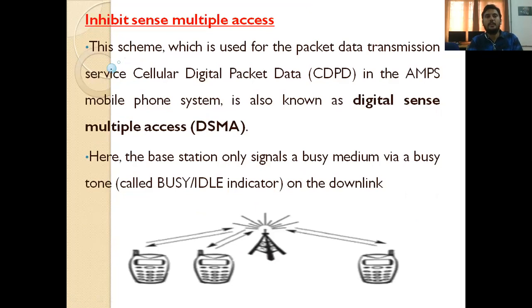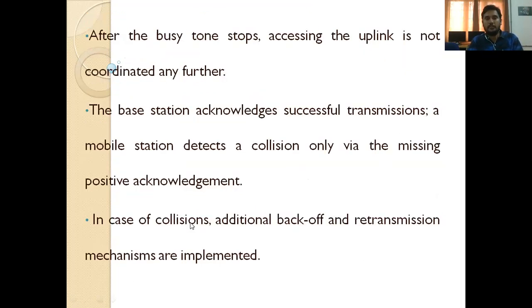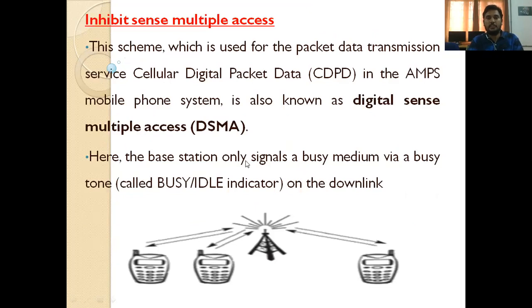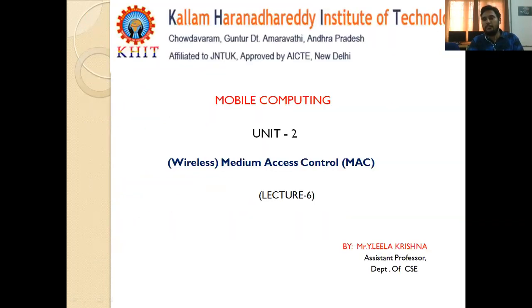And finally, inhibit sense multiple access, which is the digital sense multiple access. After the busy tone stops, accessing the uplink is not coordinated further. Here the base station only signals a busy medium via a busy tone on the downlink. That is what we covered in lecture number 5.